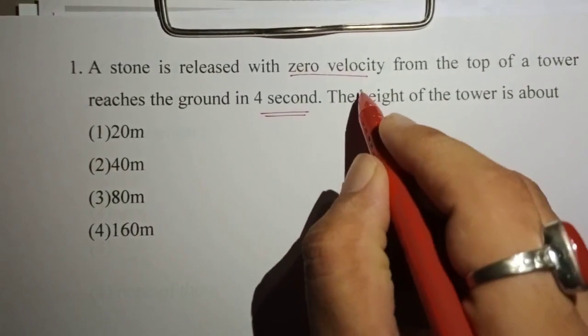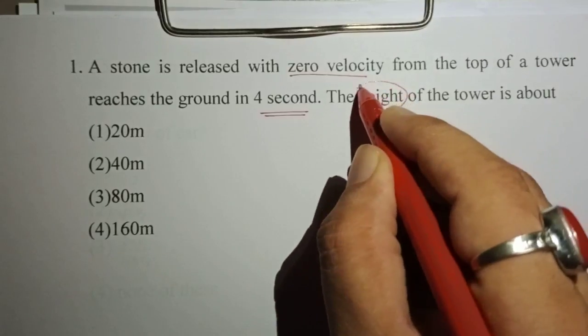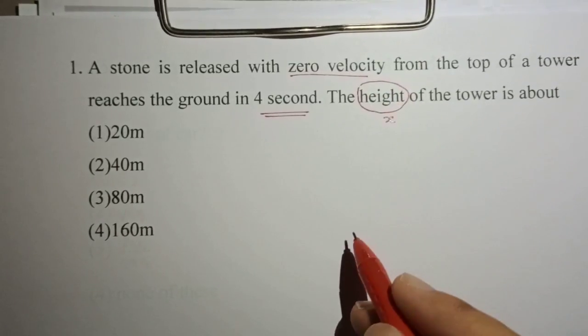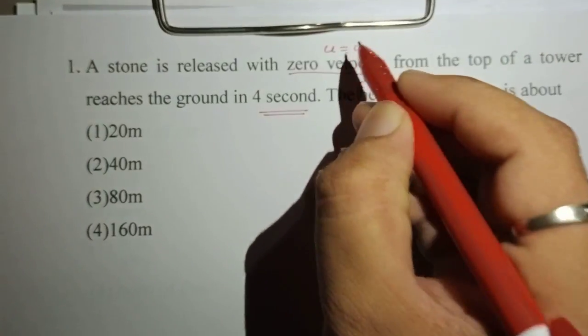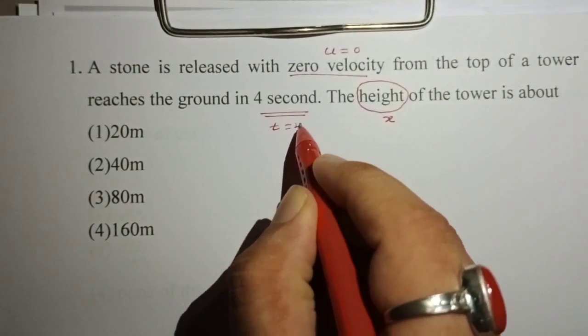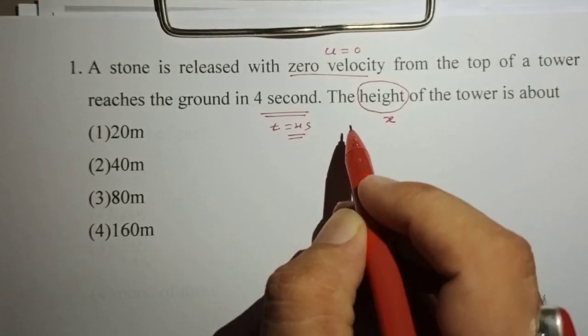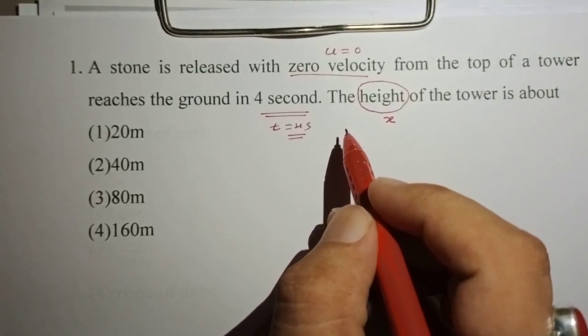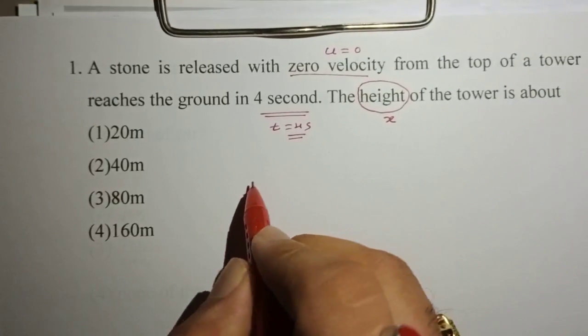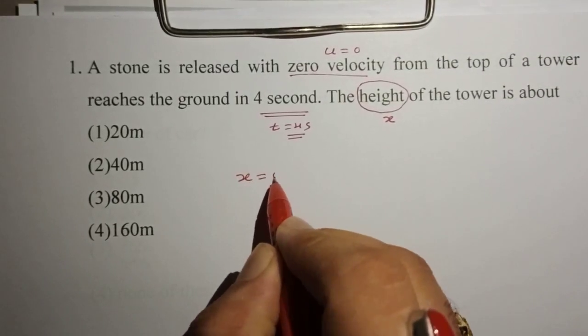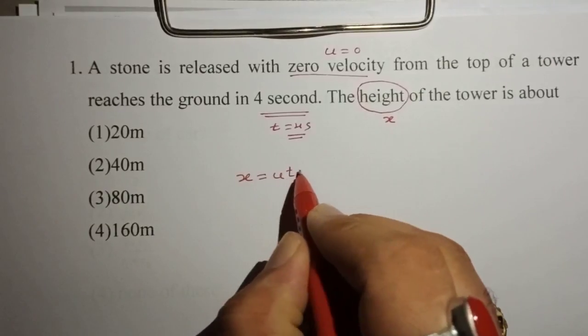So they are asking us to calculate the height, means they are asking us to calculate the distance traveled. Initial velocity is 0, u is 0, and they are speaking about time, t is equal to 4 seconds. So definitely we should use the equation which connects x, u and t. So we can use x is equal to ut plus half a t square.